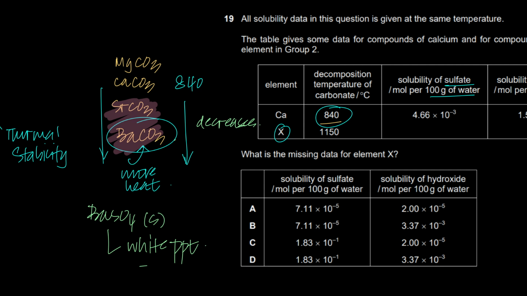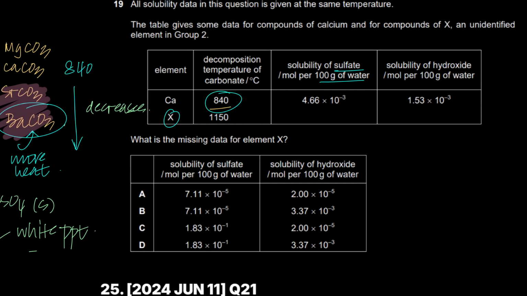We know that X must be somewhere here, so the solubility of sulfate should decrease, right? And by decrease we mean it should be more soluble or less soluble. It should be less soluble, right? So these two should be the correct options. C and D are automatically wrong, because you understand that solubility decreases, right?